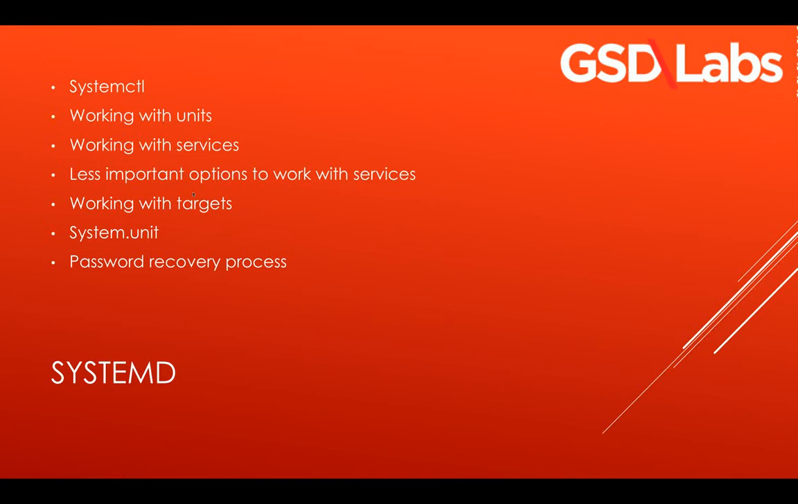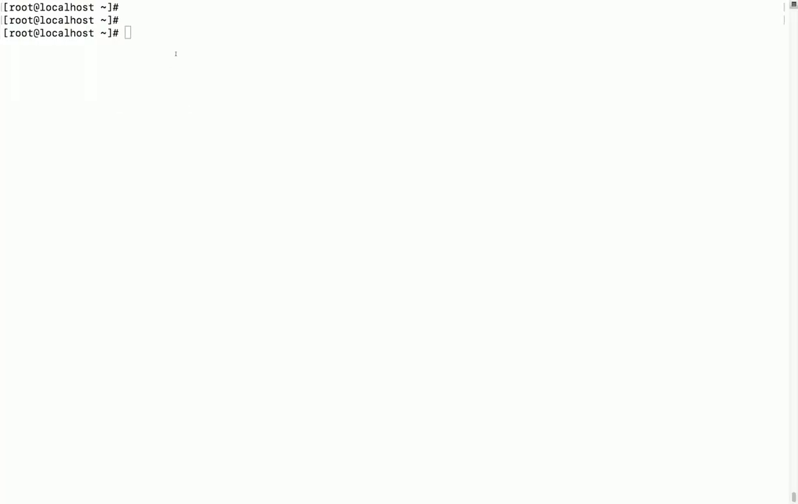Right. So we spoke already about systemctl. We work with units. We did some work directly with the services. We talked about the less important commands, but that you might want to use while scripting or whatnot. Let's work with targets, right? For targets, you have three important commands that you want to remember. The first one is systemctl get-default.